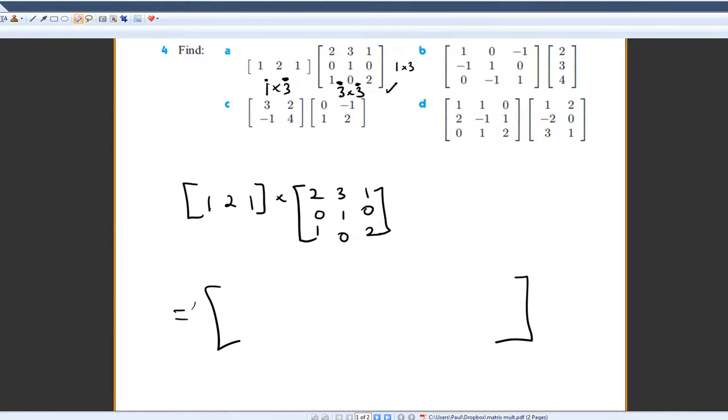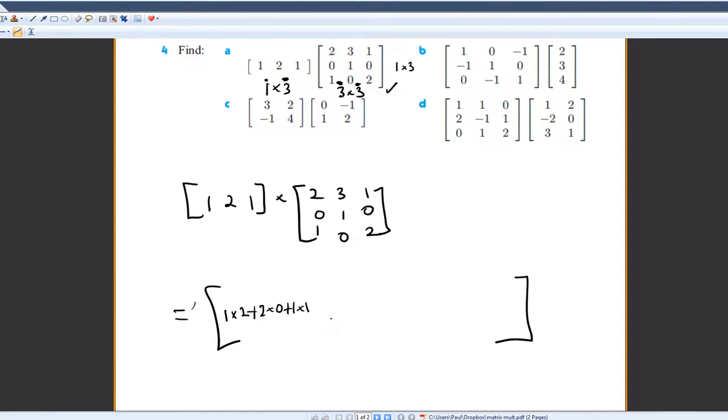Now the way I get the element that's in position 1, 1 is I run the first row and dive the first column. And this is the method that we use. I go 1 times 2. That element there times that element there. And then we add 2 times 0 plus 1 times 1. So you can see what I've done. I've gone across that, or run that, and dived that.